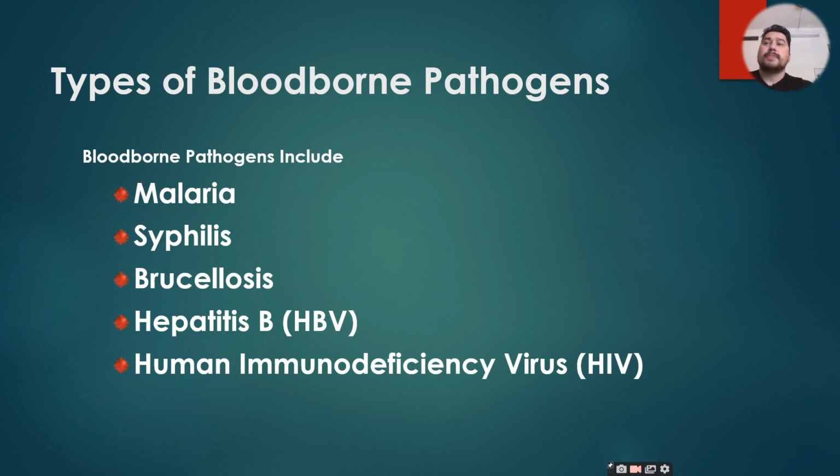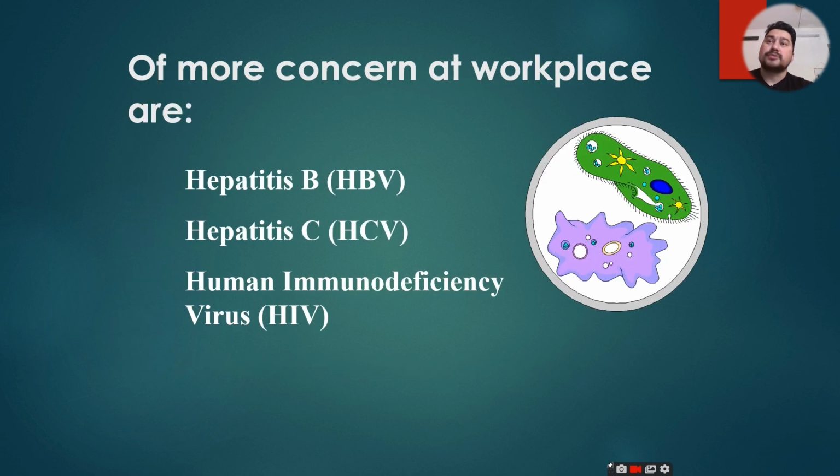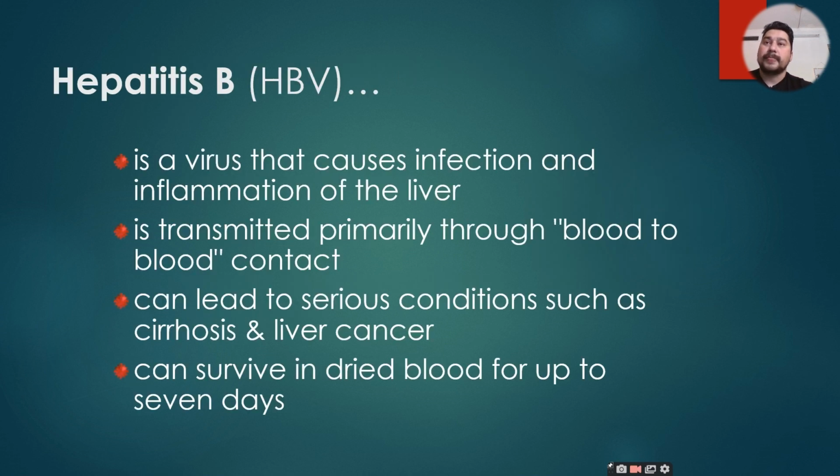Now the types of bloodborne pathogens. Bloodborne pathogens may include malaria, syphilis, brucellosis, hepatitis B, and HIV. These are the bloodborne pathogens that can cause disease in our employees and ourselves also. Of more concern in workplaces are hepatitis B, hepatitis C, and HIV. These are the more dangerous viruses that can even cause death to people.